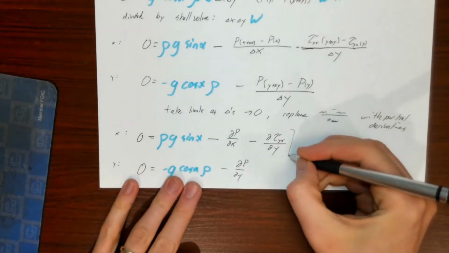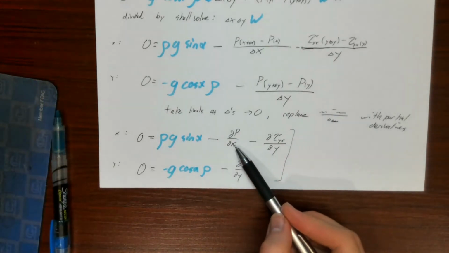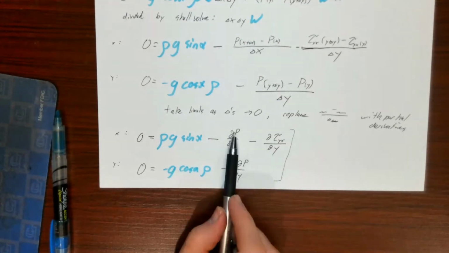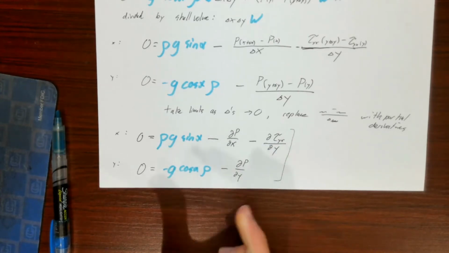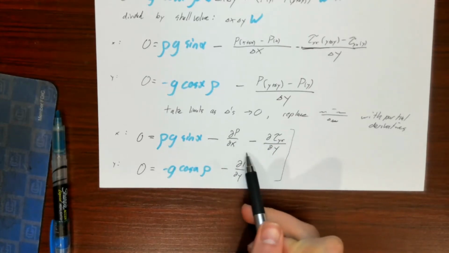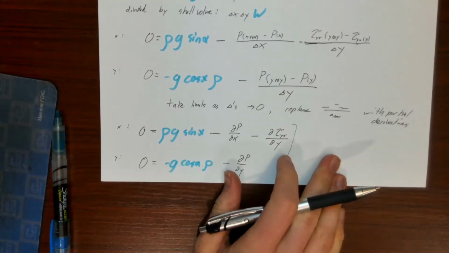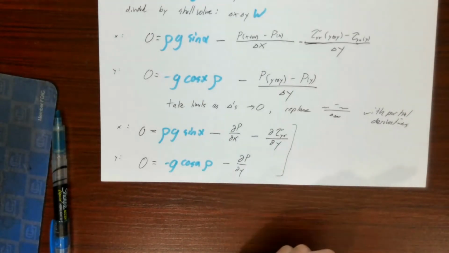All right, so what have we done? We've gotten ourselves a pair of differential equations. They have both x and y as independent variables, and both pressure and shear stress as dependent variables. So this is going to be a bit of a mess to solve. Oof, yikes. This is going to be a little bit tricky, so we might need to be a little strategic about how we solve this.